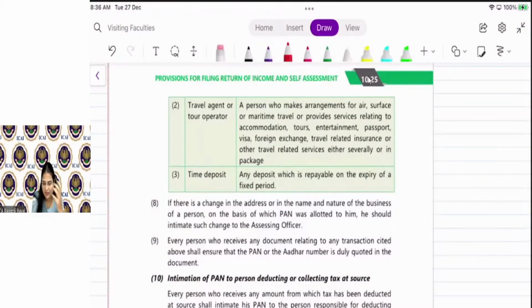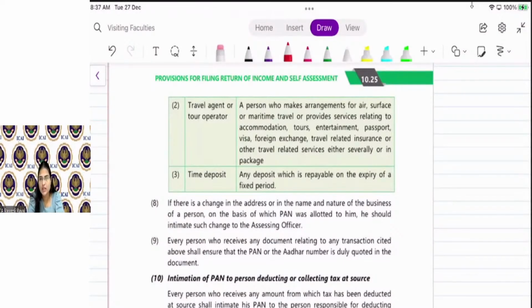Time deposit means any deposit which is repayable after expiry of a fixed period. Say for example, you can make a deposit for 1 year, 2 years, 3 years, and after expiry of that period, you will get your deposit amount.